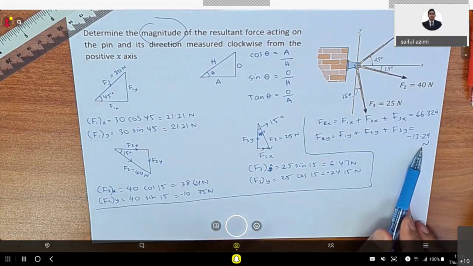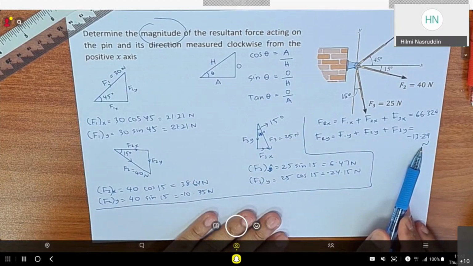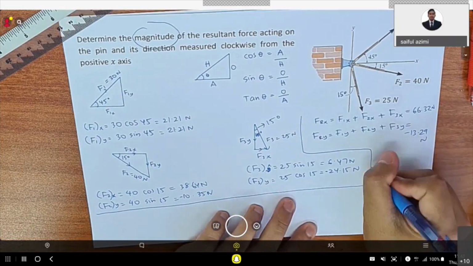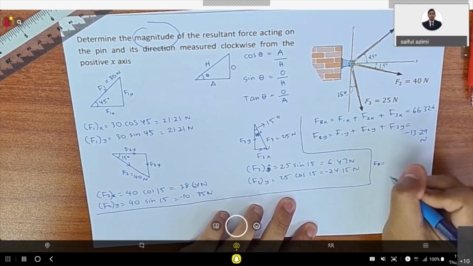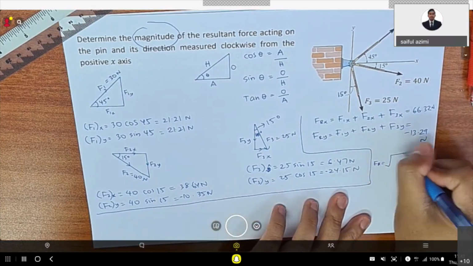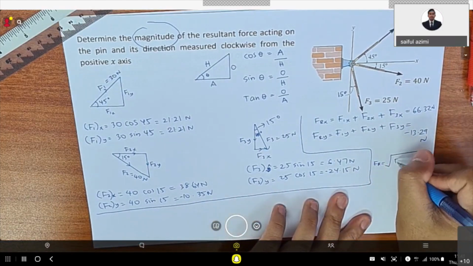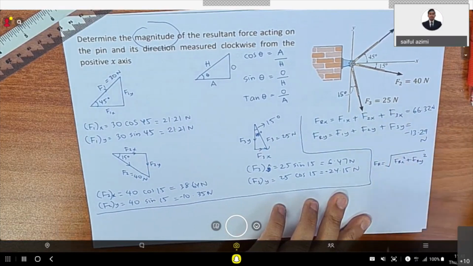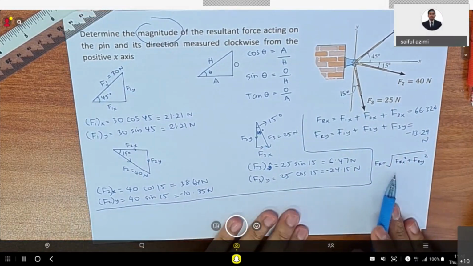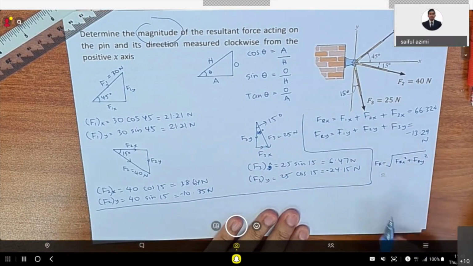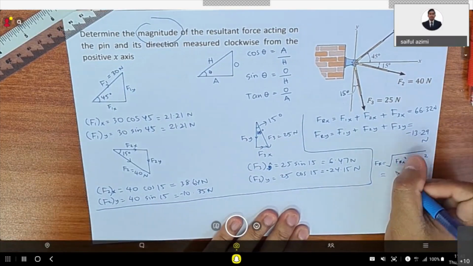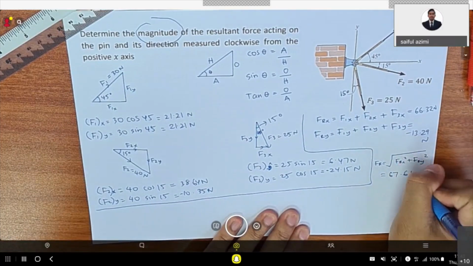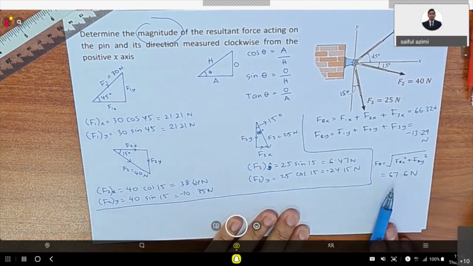Okay. So finally, if you wanted to find the magnitude, Fr equals to the square root of Frx square plus Fry square. So this is your final answer. You will get, for example, 67.6 Newton when you calculate.